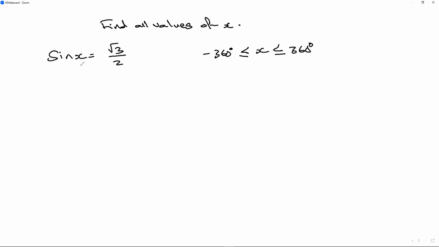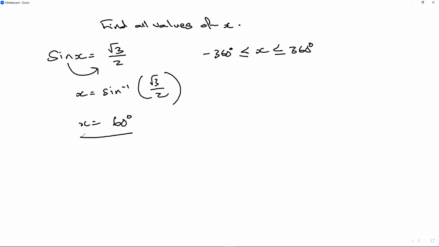So the first thing I'm going to do is move the sine over and get my first value using the shift button. So shift sine of root 3 over 2, and it'll come to 60 degrees. All right, so x is equal to 60 degrees. That's our first solution of sine.